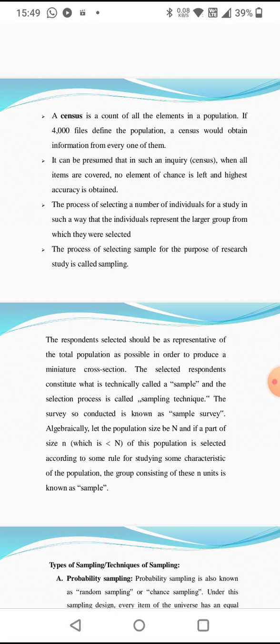Algebraically, let the population size be capital N, and if a part of size small n, which is less than capital N, of this population is selected according to some rule for studying some characteristic of the population, the group consisting of these small n units is known as the sample. Capital N is population, small n is sample.